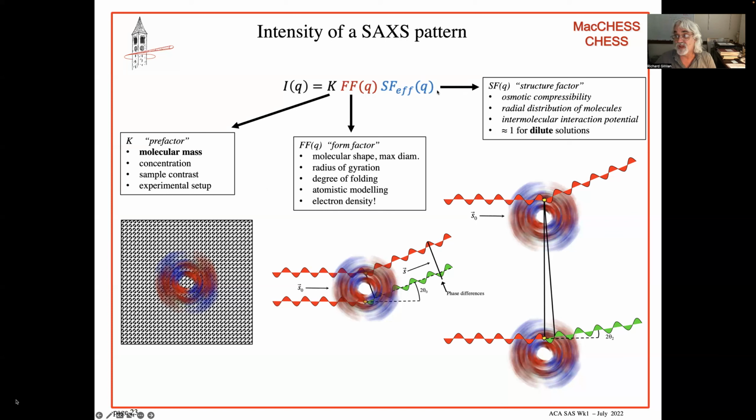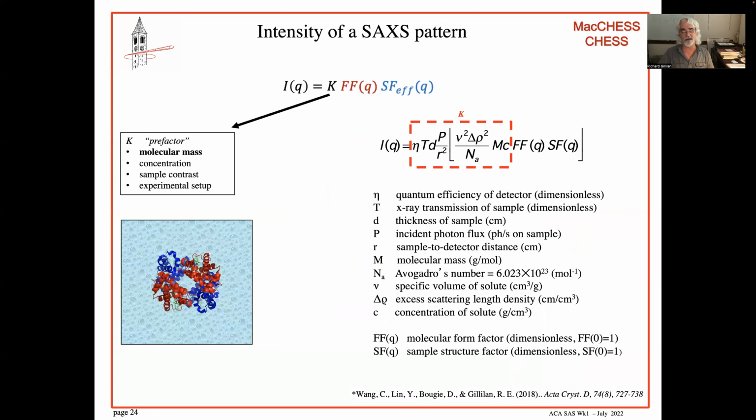I'll talk a little bit about that in a minute. The structure factor actually gives you information about when it's not one. It gives you osmotic compressibility, radial distribution of molecules, interaction, interesting things, but we're not going to talk about that in this workshop, right? So, the intensity. Okay, let's talk about the prefactor, right?